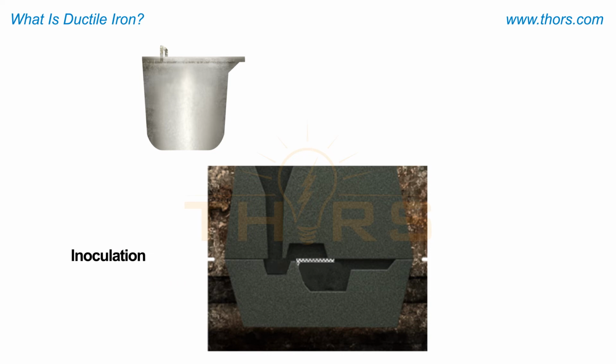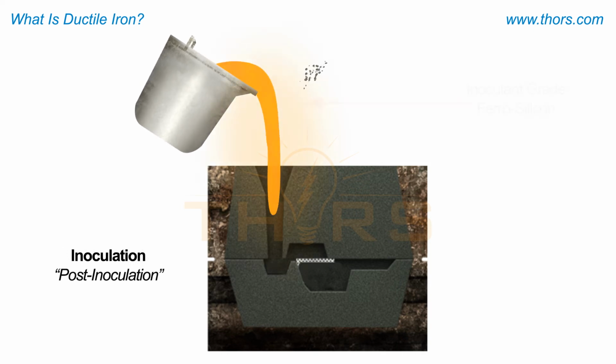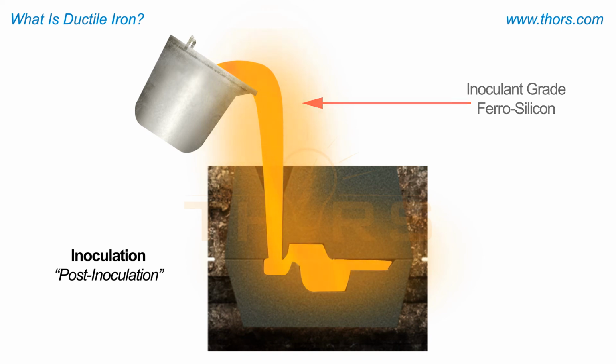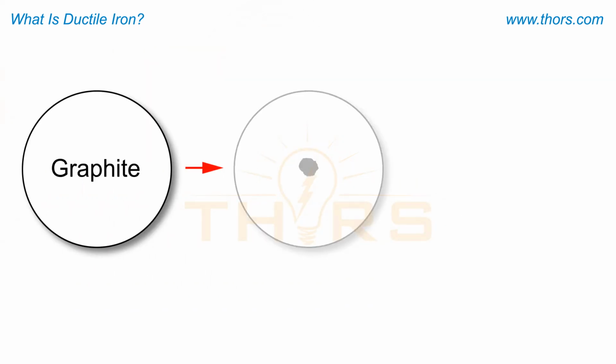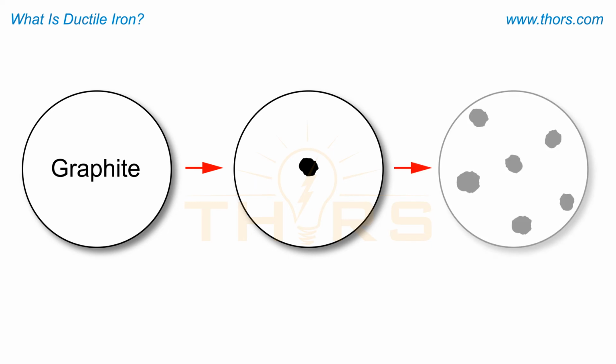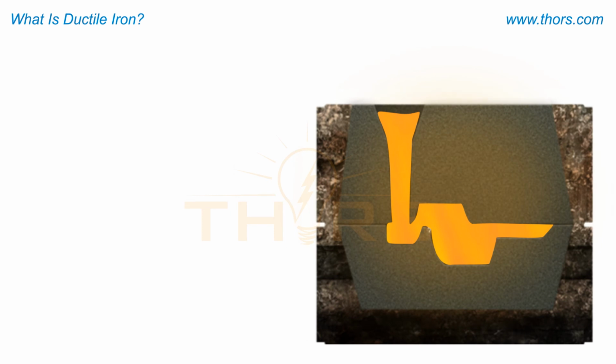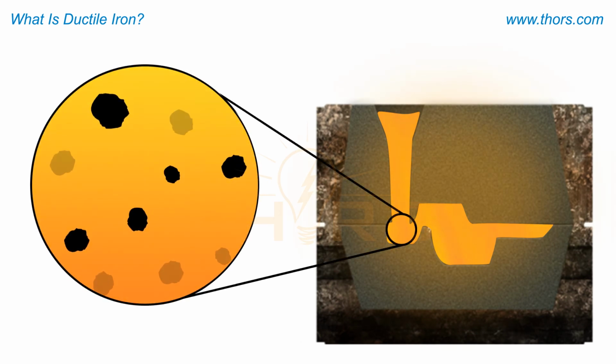Inoculation, also referred to as post-inoculation, is a process of adding inoculant-grade ferrosilicon to the molten metal. Inoculation increases the number of nodules in ductile iron and the number of eutectic cells in gray iron. By increasing the number of graphite particles, the size of the particles is reduced.